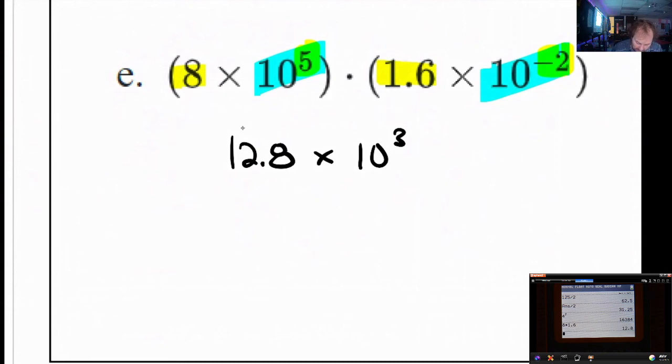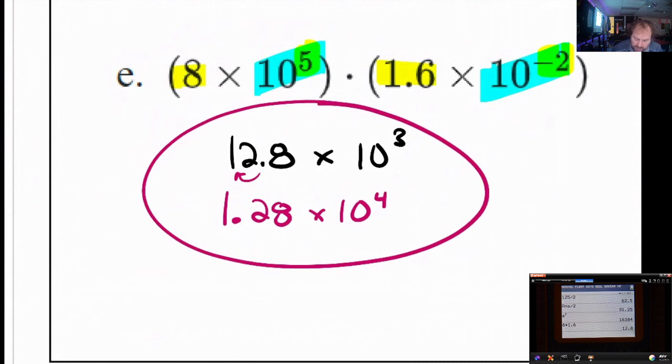But technically the best correct answer is 1.28. You have to move that decimal point one more spot over, times 10 to the 4th. You know, I'm not really sure how particular Miss Cotton or Mr. Urquhart or any of the science teachers are about this stuff, but technically both those answers are correct. It's just the one on the bottom is the most correct. That's what you'll see in a science textbook or something.